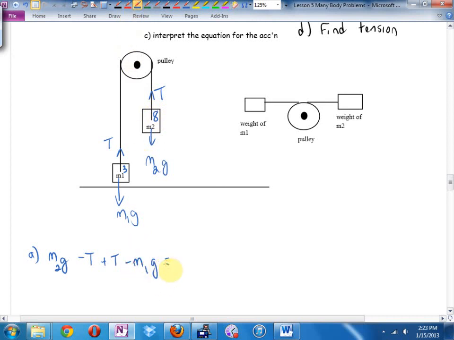Equals, normally it'd be MA. Did we look at more than one mass, Jordan? Then it's going to be mass of both times A. Cole, if you're looking for a shorter way, you can also just go like this, by the way. Mass 1 plus mass 2, because that's really mass of both. Just put it in brackets so that you know both of them are being times by A.